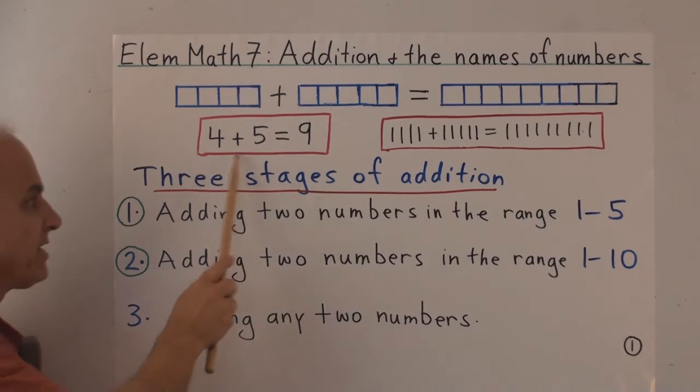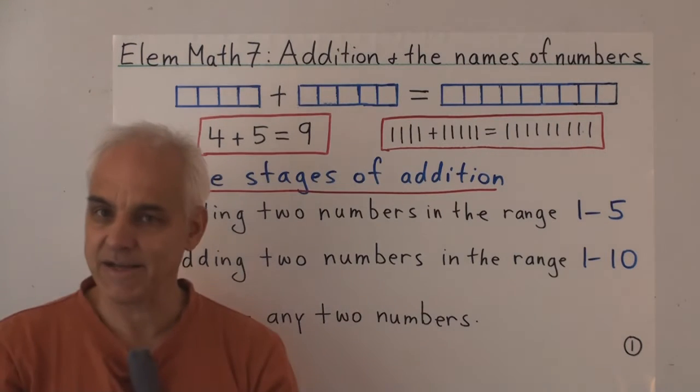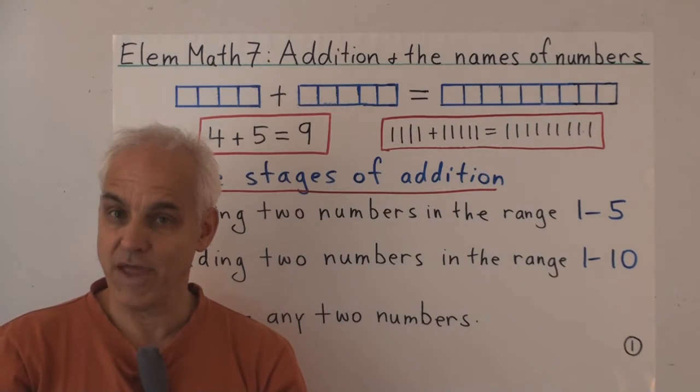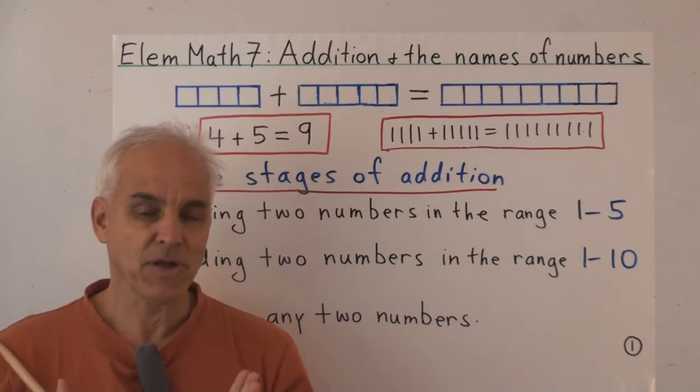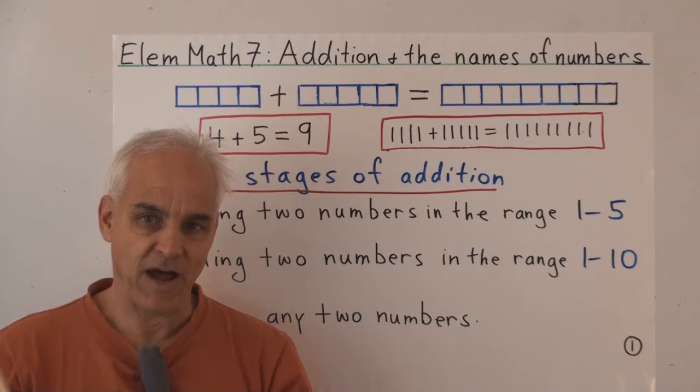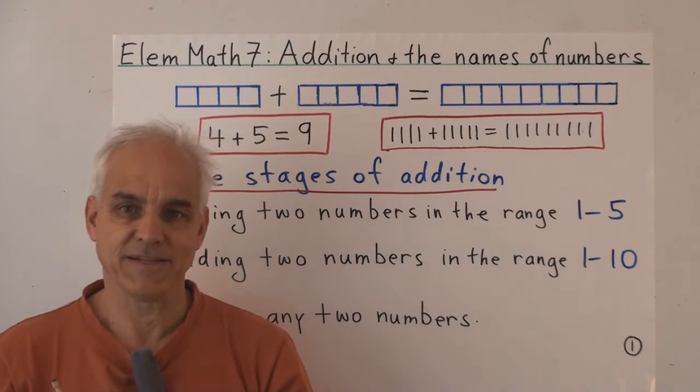Okay. So that's one example of the many facts that young people have to learn. They have to memorize that so that it's second nature, so that they don't even think about it. You ask them what 4 plus 5 is, immediately they say 9.